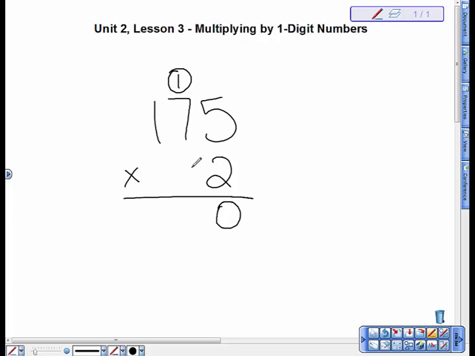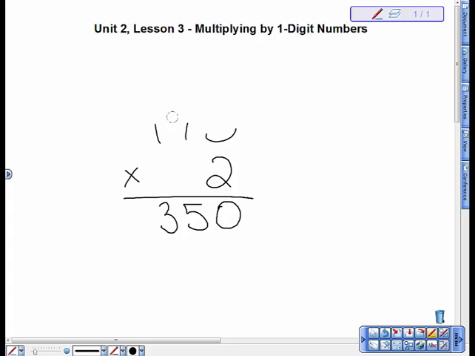Instead of moving over and using the number here to add, you're sticking with the 2. Now we're going to multiply the 2 times the 7, and then we'll multiply the 2 by the 1. So for now, I'm going to do 2 times 7. 2 times 7 is 14. Add in that 1, and I get 15. Put down the 5, carry the 1. And now finally, 2 times 1 is 2, plus 1 is 3. So 175 times 2 equals 350.